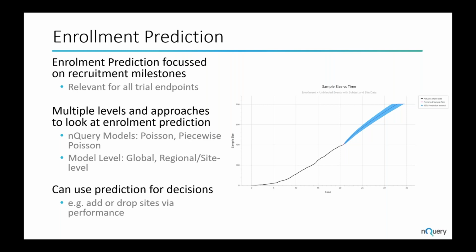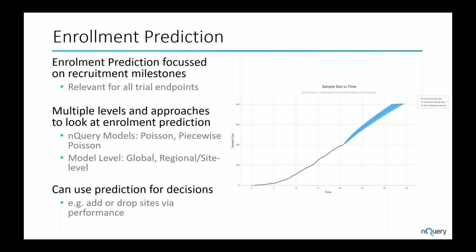Some elements to consider are the multiple levels and multiple approaches to making these predictions. So sometimes the enrollment can be modeled, or has to be modeled, on a global level where everyone is assumed to follow the same accrual process. So this is a more simplified approach, but it can give you a reasonable estimate.